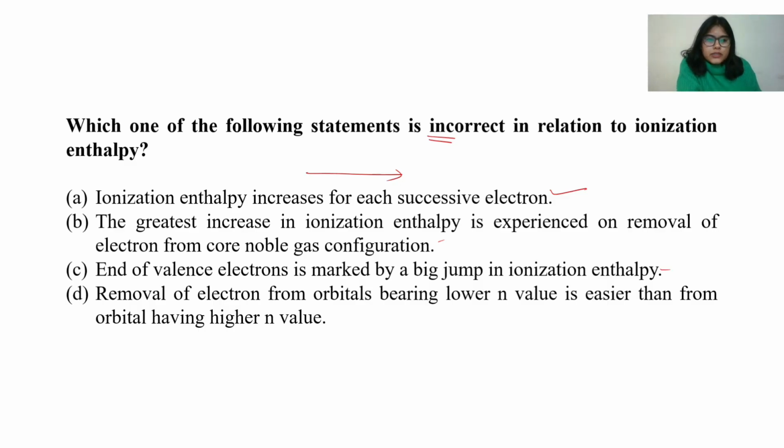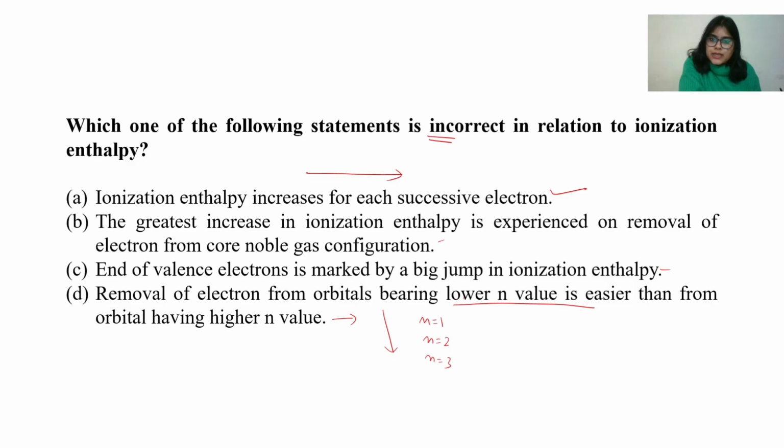Then, removal of electron from orbital bearing lower n value is easier than from orbital having higher n value. You see, basically they are confusing with the words. They are saying that as we move down the group, the ionization enthalpy increases. See, as we move down the group, for each element the n value increases: n equal to 1, n equal to 2, n equal to 3. So what is happening?